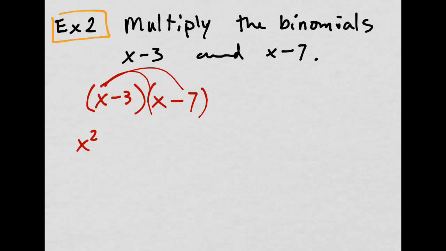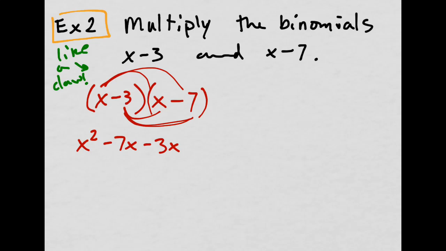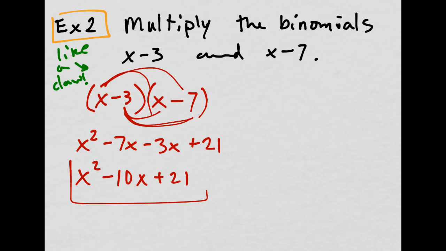Outside terms: x times negative 7 is negative 7x. Inside terms: I just remember this shape, it kind of looks like a claw. What's negative 3 times x? Negative 3x. Negative 3 times negative 7 is positive 21. So you get x squared minus 10x plus 21. So that's all you have to do. It's very, very simple. Any questions?